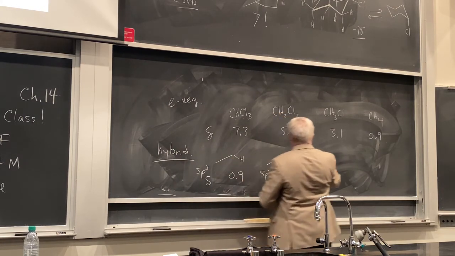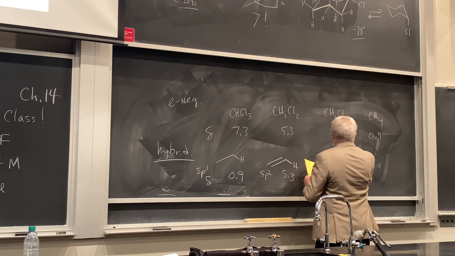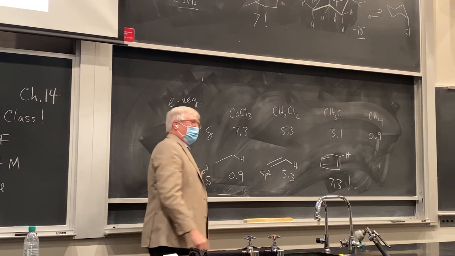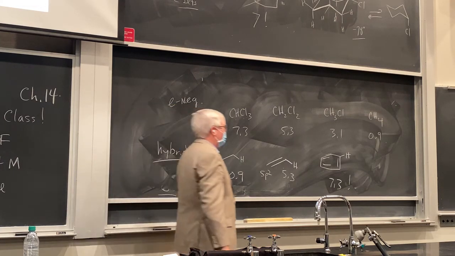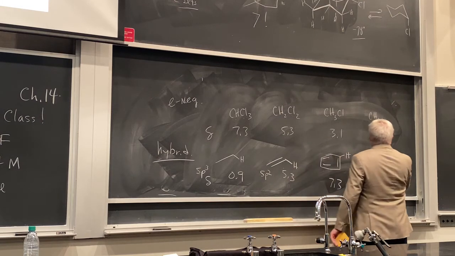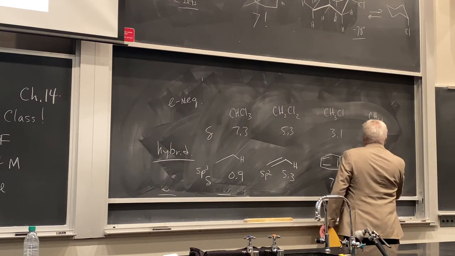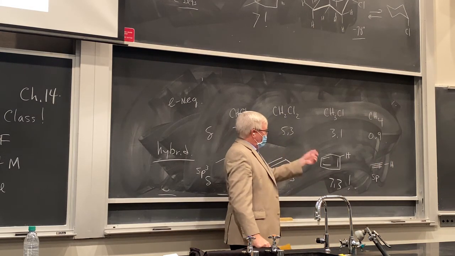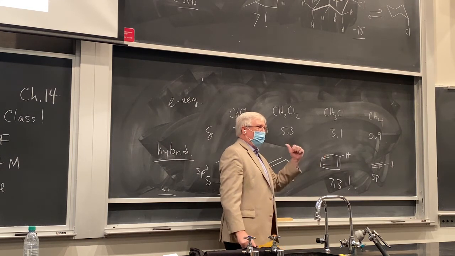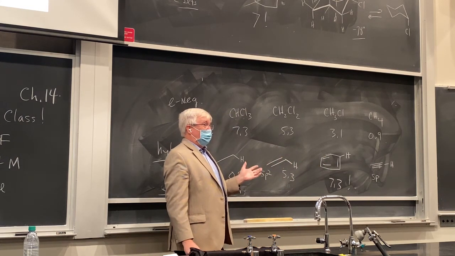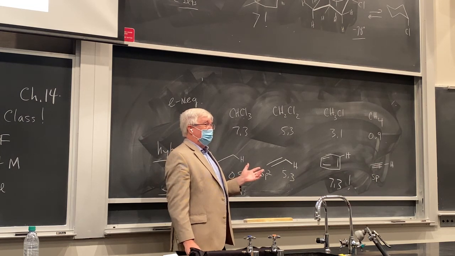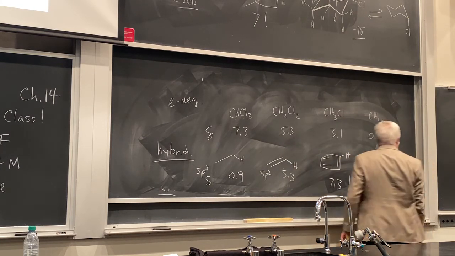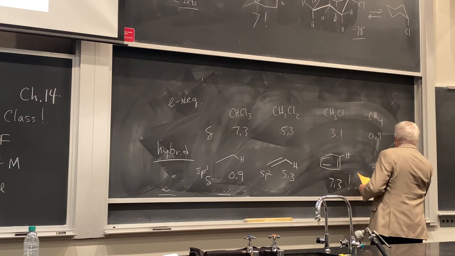But what about here? De-shielded, 5.3. And what about aromatic? 7.3. What went on there? That's still sp2, but there's some other effect we'll have to talk about there. And what about this? That's sp. Let's see, if sp2 are way up here around 5 and 7, where should sp hybridized be? Higher or lower? It's 50% S now. So what should it be? Higher. You might guess 10. It turns out it's 2.3.